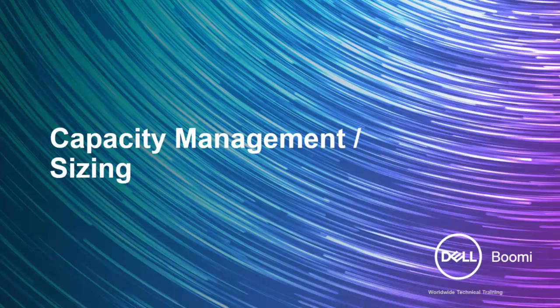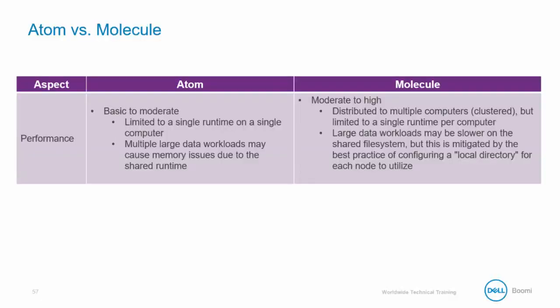In this section, we will cover general capacity and sizing information for runtimes. With a focus on performance, here are a few differences between a local atom and a molecule. First of all, don't short sell the atom. The atom is powerful and can handle a heavy workload.